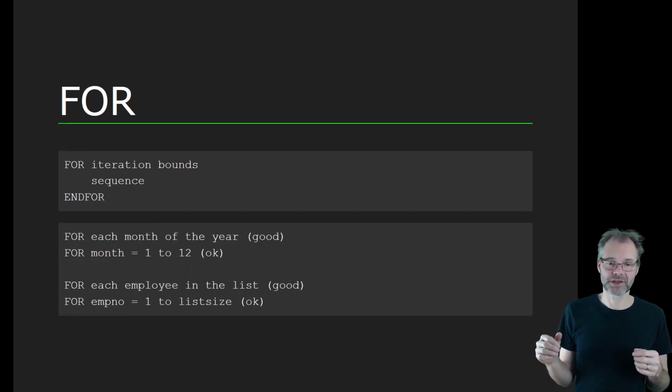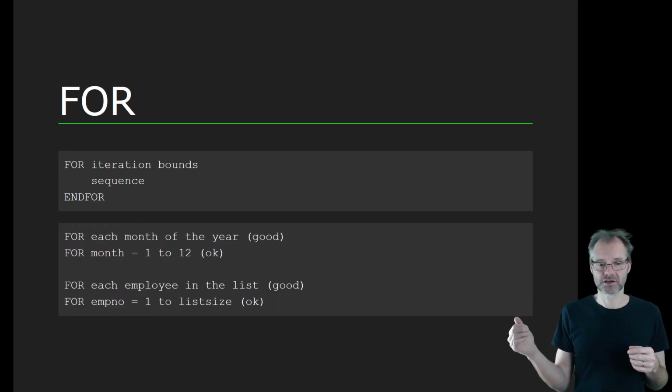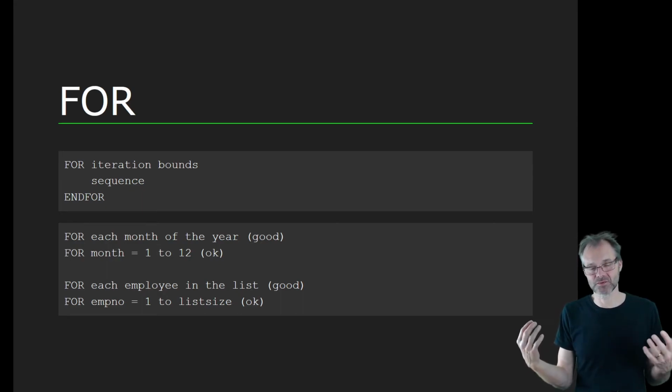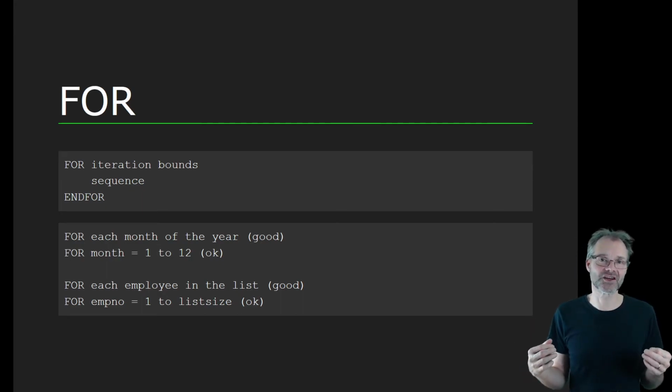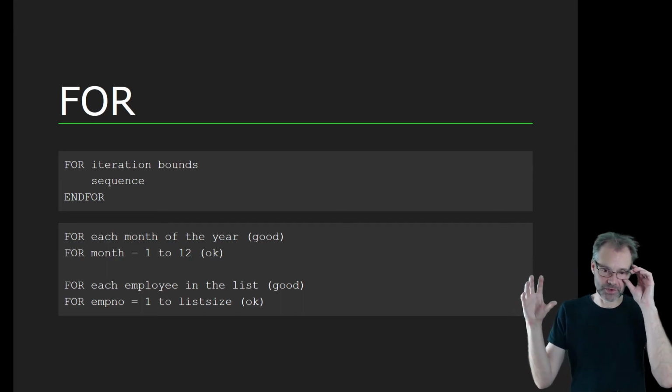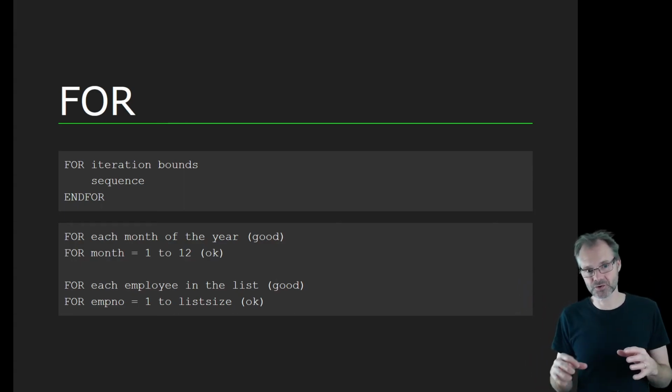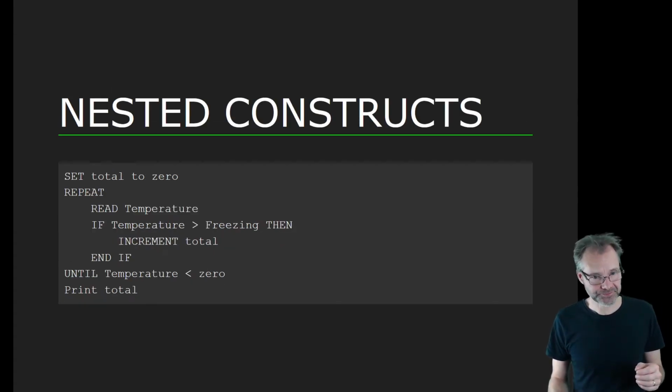For each employee in the list, good. For employee number equals 1 to list size, okay. We take that also as okay. So those are examples of how to write good and better pseudocode. And now we have a lot of constructs here that we can use.